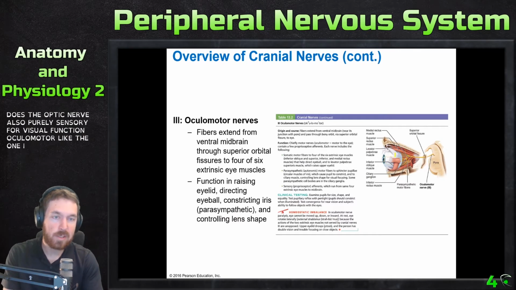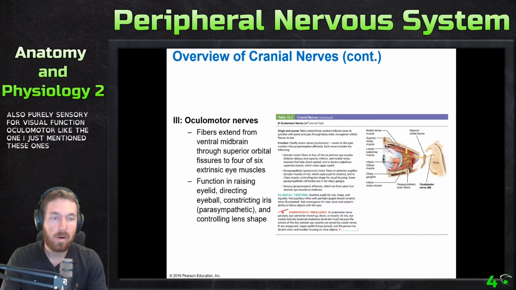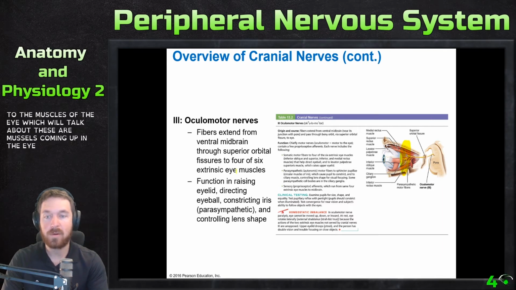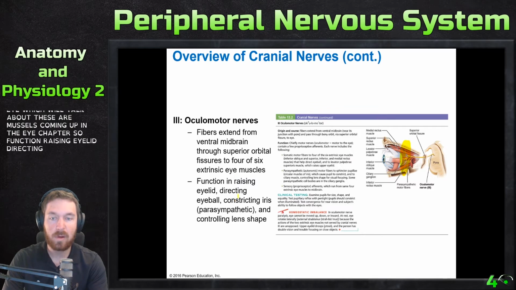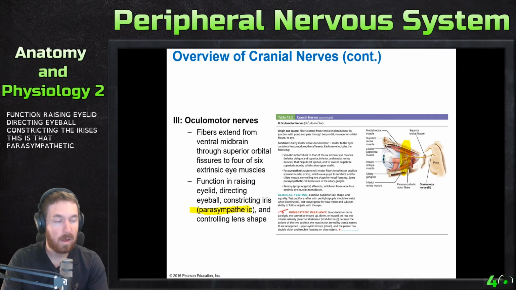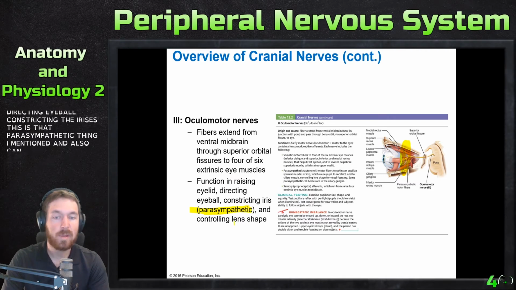Oculomotor, like the one I just mentioned, goes to the muscles of the eye, which we'll talk about coming up in the eye chapter. Its functions are raising the eyelid, directing the eyeball, constricting the iris, which is that parasympathetic thing I mentioned, and also controlling lens shape.